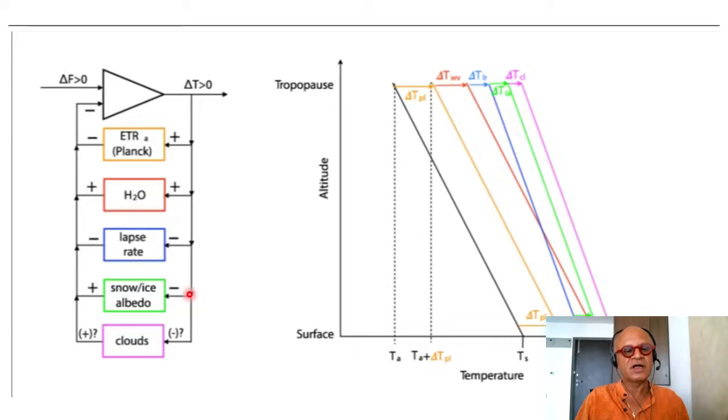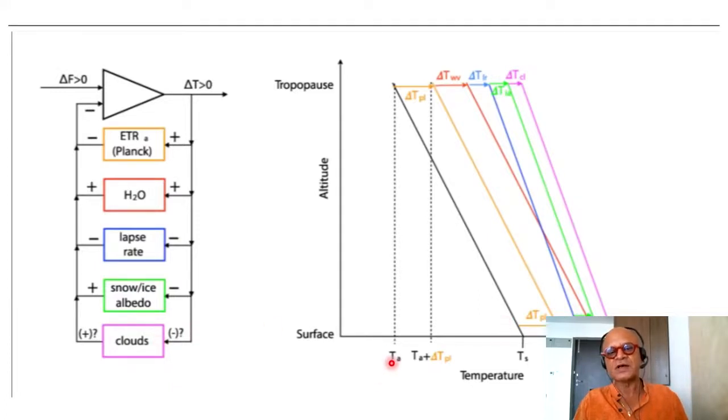Snow, ice, albedo feedback. If temperature warms, it's going to melt these, and that's going to decrease albedo and increase radiation absorbed. So it's going to be a positive feedback on this side. Clouds, it's unclear.